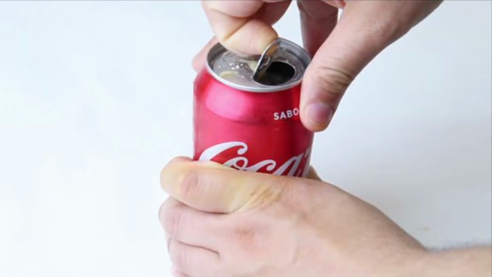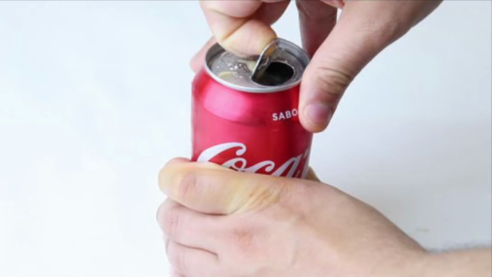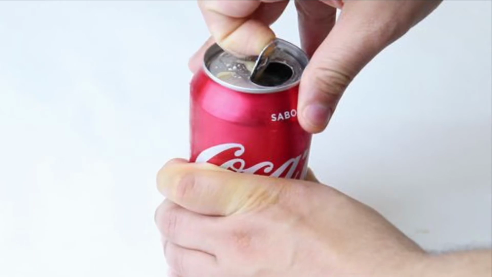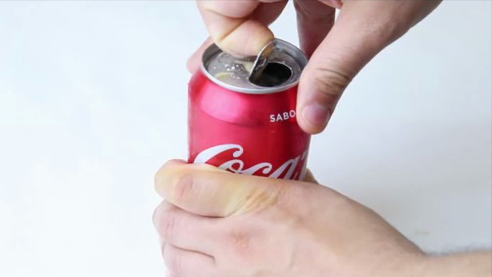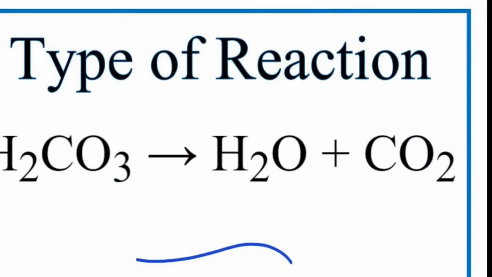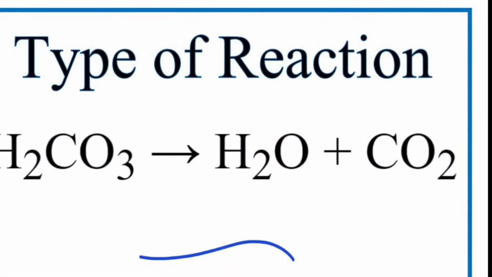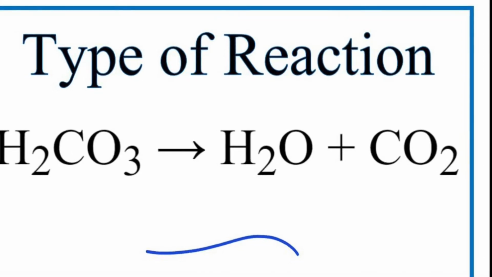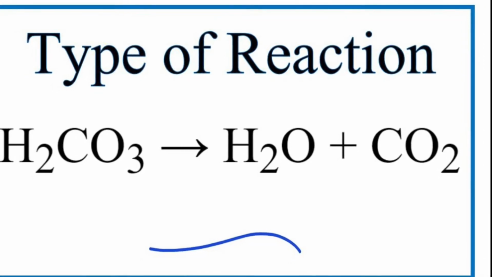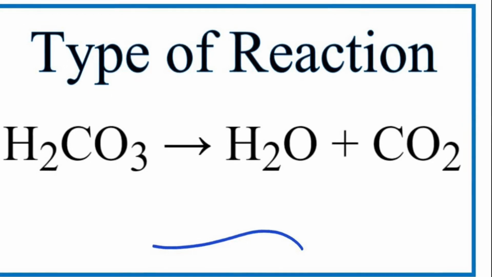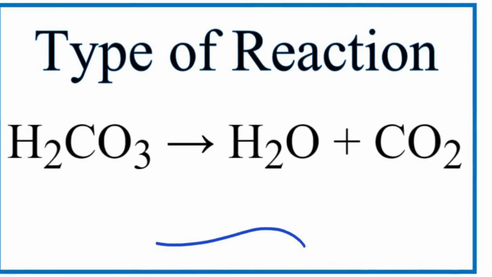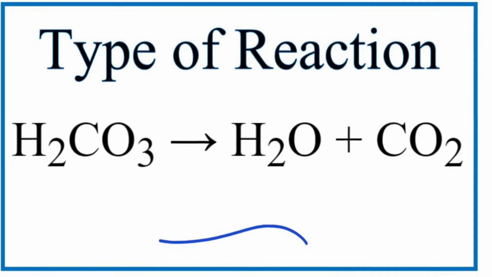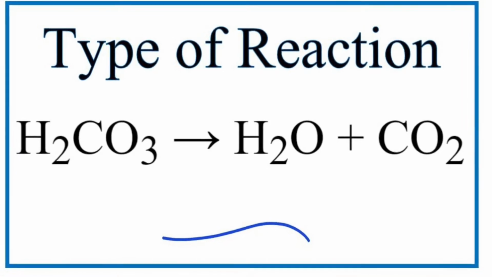When you open a can of soda, some of the carbon dioxide fizzes out, resulting in the production of H2O and CO2. This is the equation for the decomposition of carbonic acid. H2CO3 is being broken down into H2O and CO2, which is water and carbon dioxide. As you can see, the equation is already balanced, so there's nothing to change.